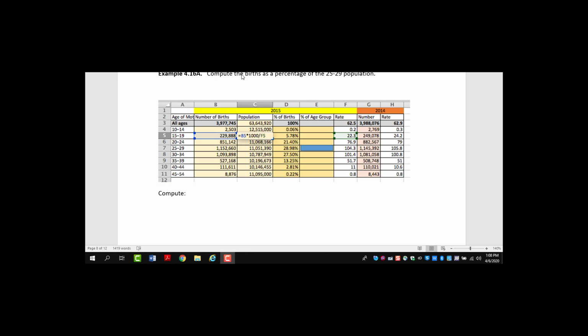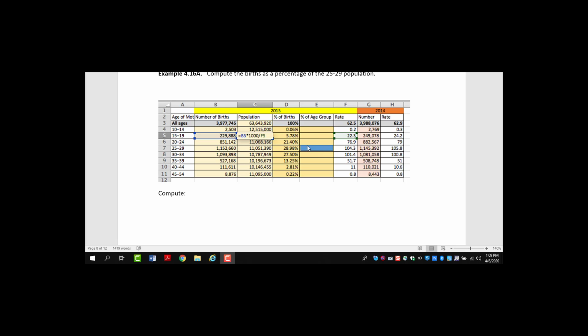So just as a refresher here, we're going to compute the births as a percentage of the 25 to 29 population. So here's the 25 to 29 population right there, and that's how many births they gave. We're going to find births per part to part. This, again, is a part to total. It was births to the total number of births. So of the total number of births, almost 29% of them were women 25 to 29.